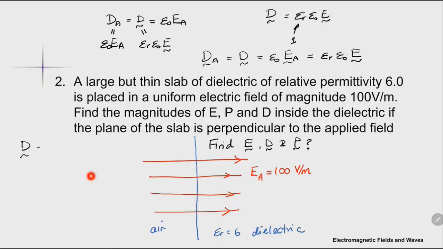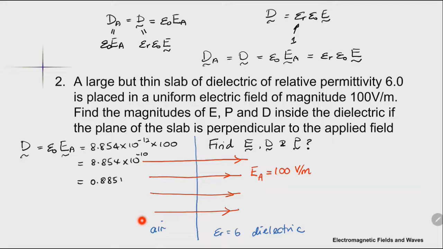So D is simply equals to epsilon naught times EA. That will be 8.854 times 10 to the minus 12 times 100. And that will be 8.854 times 10 to the minus 10. That will be 0.885 nanocoulombs per meter squared.